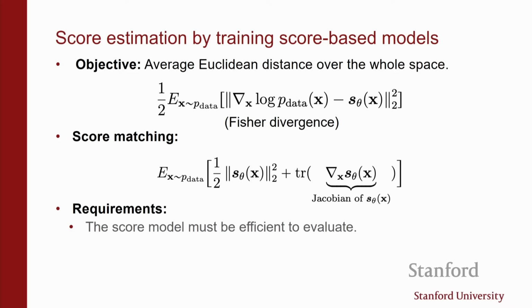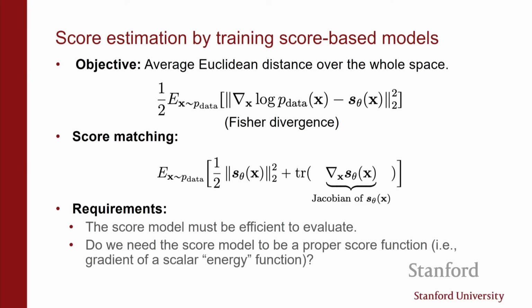So in order to train this kind of model, you need to be able to evaluate S theta efficiently. And we need to somehow be able to compute this trace of the Jacobian, which is basically the sum of a bunch of partial derivatives. And then there is the question of, well, do we need this score model to be proper, to correspond to the gradient of some energy function? And we'll see that that's actually not really needed in practice.